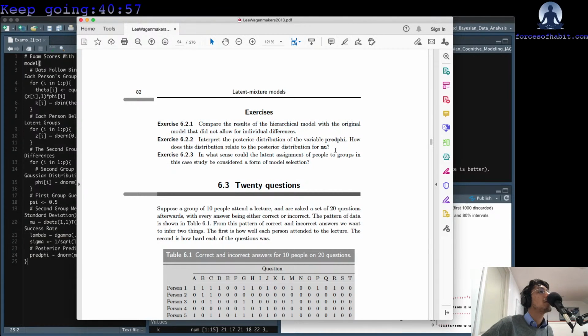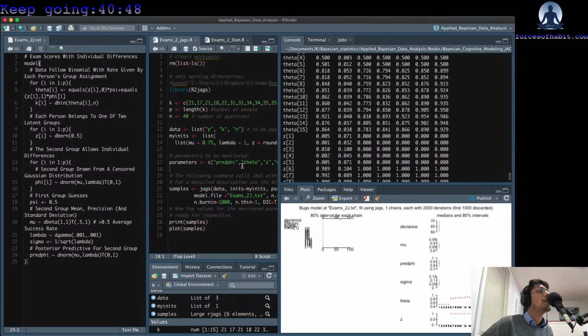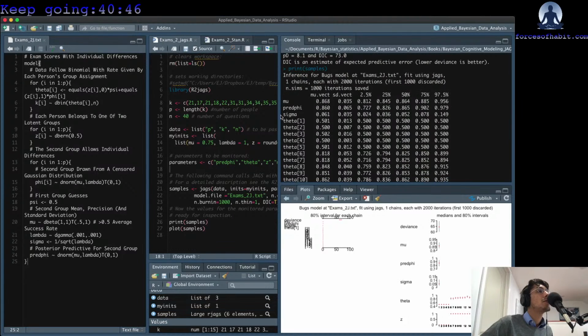How does this distribution relate to posterior mu? Well, predicted phi is the value of mu that we would predict given our posterior distribution. So if we wanted to try to guess what the success rate would be for someone who is knowledgeable, our prediction would be this, which corresponds nicely and closely to what we saw and the actual value of the average success rate of phi.